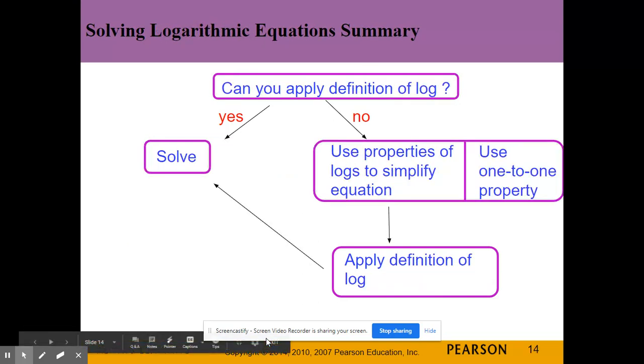For a logarithmic equation, can you apply the definition of log? If you can, that's the easiest way, and you just solve. So that was like 2 examples ago. If you can't, then you use properties of logs to simplify, and then you can use a one-to-one property. So that's what we just did, right? And then either way, you're applying the definition of log at the end.